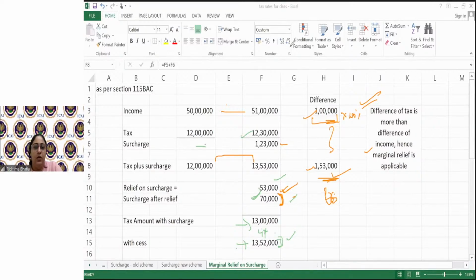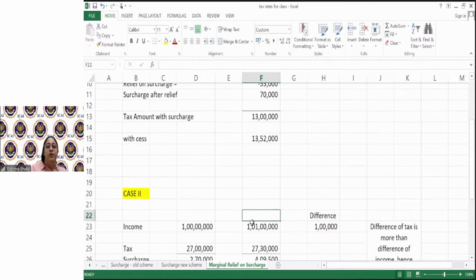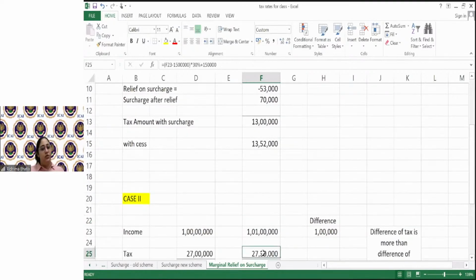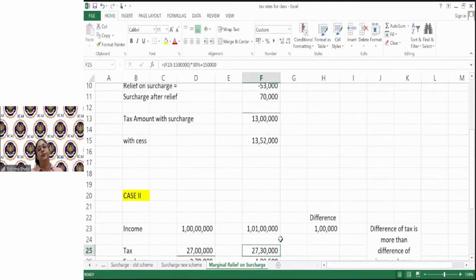One more question करते हैं. First, I'll give you people 1 minute. Tell me the marginal relief in case of an income which is 1 crore 1 lakh. I give you guys 2 minutes to solve it. I've calculated the tax also for you. The tax amount and the surcharge जो वैसे लगता है कि होना चाहिए, and rather I should give you that information.